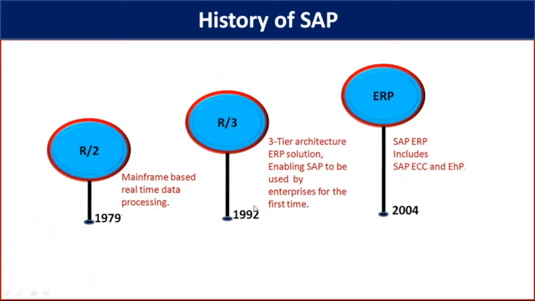Then after 1992, sorry for that, there is three tier R/3, three-tier architecture. Then after 2004, SAP ERP includes SAP ECC and EHP. ECC is nothing but ERP Central Component, and EHP is nothing but enhancement package. Then 2015 onwards, we have S/4 HANA and HANA database. I'll give you that information later; it will confuse you now if I talk about HANA. Nothing to worry about it.